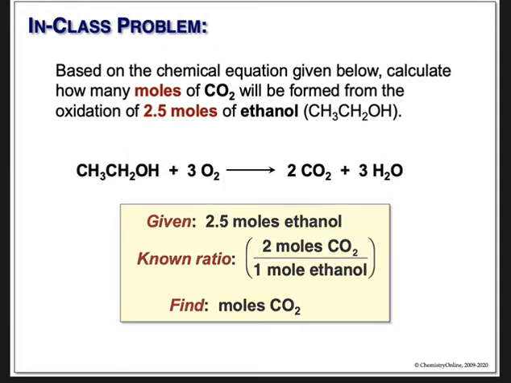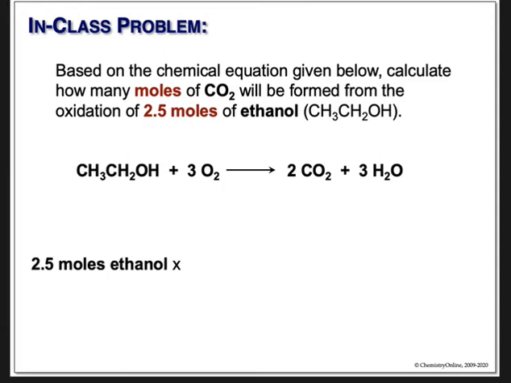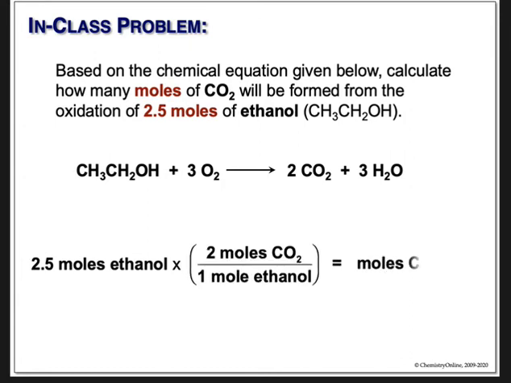Start off with our given. Simply multiply it by a ratio. Moles of ethanol will cancel. Do our simple math. 2.5 times 2 divided by 1, 5 moles of CO2. That's all in the world there is to a stoichiometric calculation.